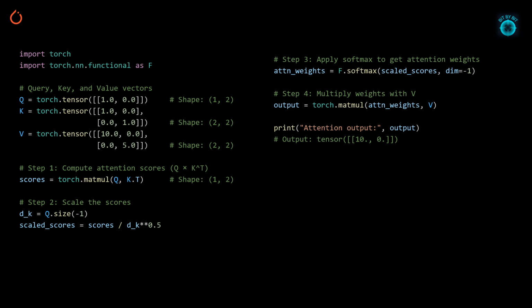Next, we compute the similarity between the query and each key. We do this by taking the dot product between the query and the transpose of the key matrix. This gives us a score for each key. A higher score means the key is more similar to the query. In this case, the query matches the first key exactly, so the first score is high.